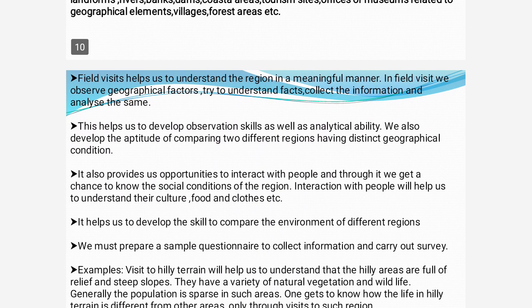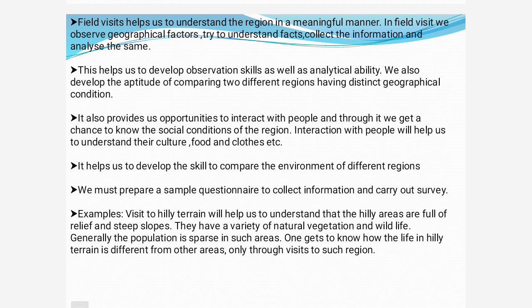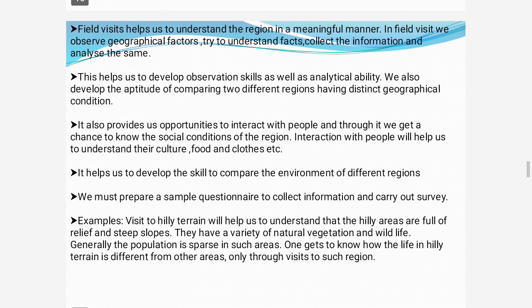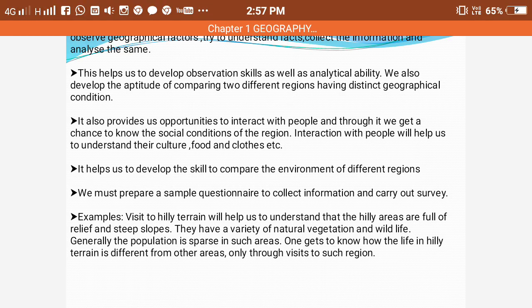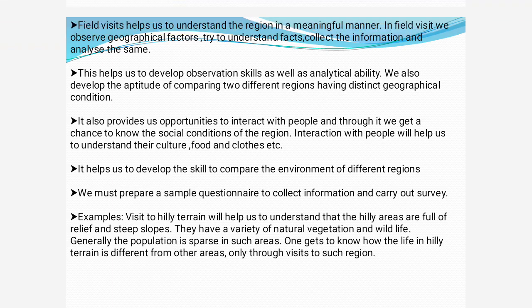Field visit also helps us to understand the region in a meaningful manner. In a field visit, we observe geographical factors. We try to understand, we collect the facts, also information, and then analyze the same. This helps us to develop observation skills as well as analytical ability. We also develop the aptitude of comparing two different regions having distinct geographical conditions. I've already given you an example of Rajasthan and Kashmir. So this point proves the example well.